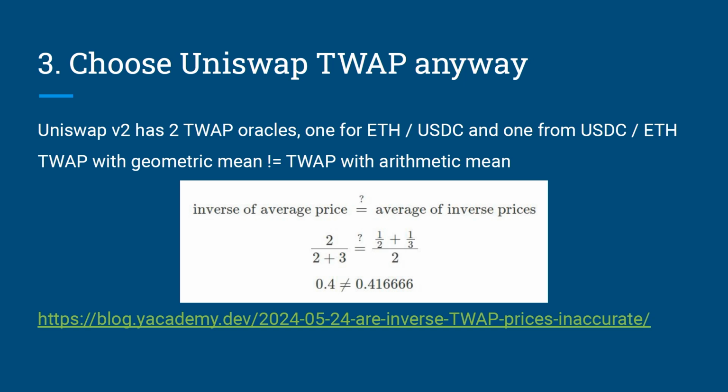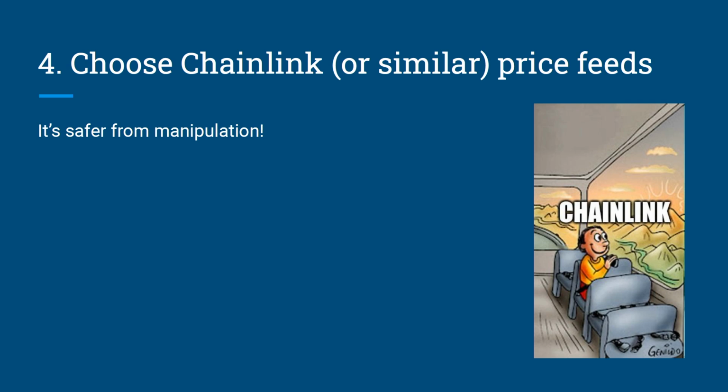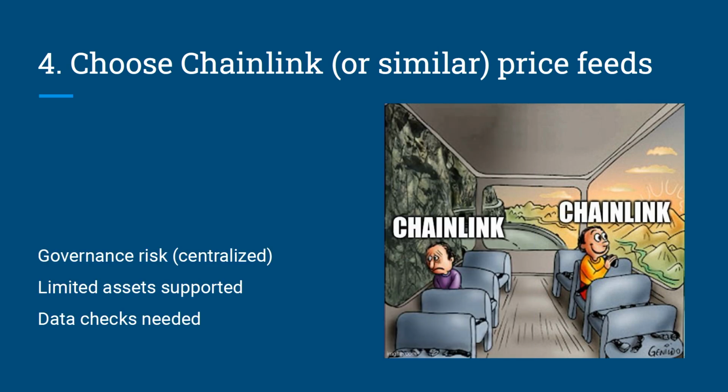But let's say this is all review, and you've decided to skip Uniswap entirely because you know what's happening in DeFi, and you choose Chainlink. It's safer. It's safer from manipulation. You have no issues. You're going to have a happy life. Your protocol is going to flourish. But that was only half the picture because there is governance risk, there's limited assets supported, and you also need to actually check the data. You cannot merely trust that the data you receive is good.